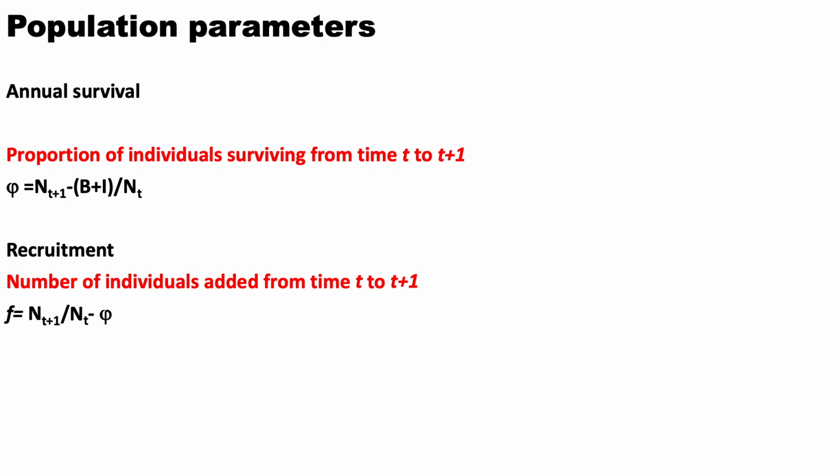Subsequently, recruitment is another term. Recruitment exactly refers to what we are not interested in here. Recruitment is basically the number of individuals that are added from time t to t plus 1. That is the number of individuals contributed by births and migration. Okay? So is this clear for everyone?